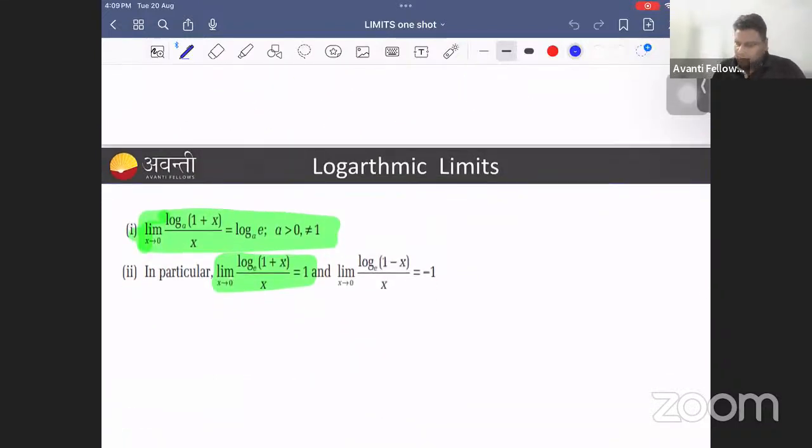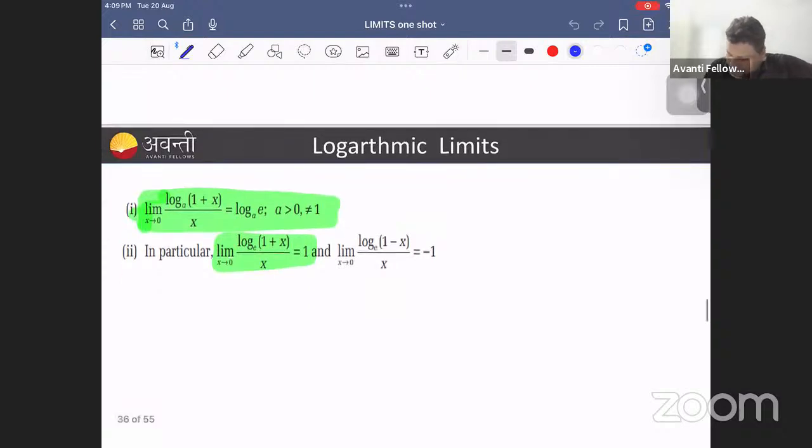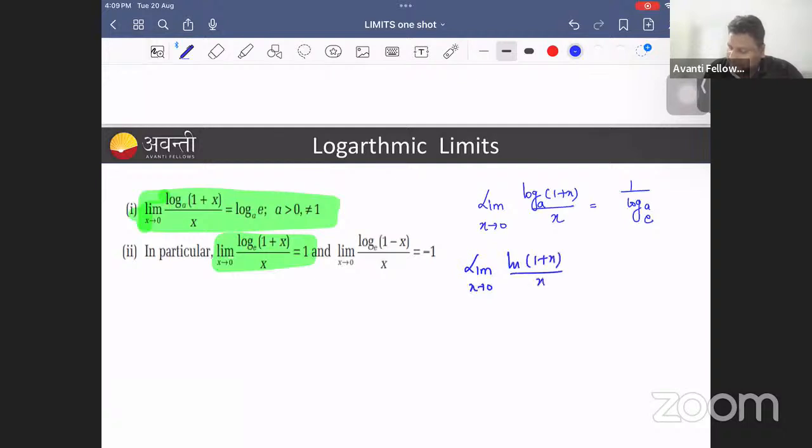All right. Now, let us do this form of the limit. That is, limit x approaches 0, log(1 + x)/x. This will be basically 1/log a base e. In general, we will see here the base of the log is a. In general, we will see that the base of the log will be e. So in that case, limit x approaches 0, ln(1 + x)/x is going to be 1. Got it? ln(1 + x)/x is going to be 1.